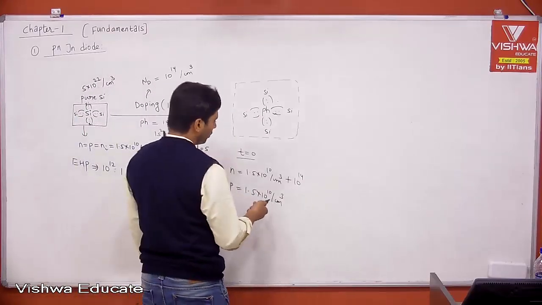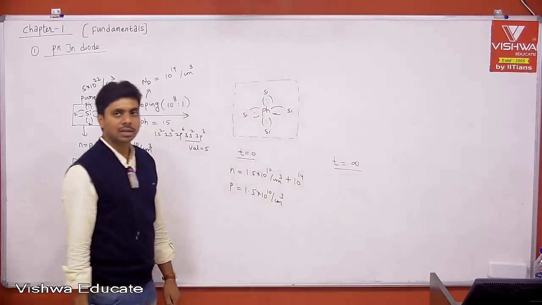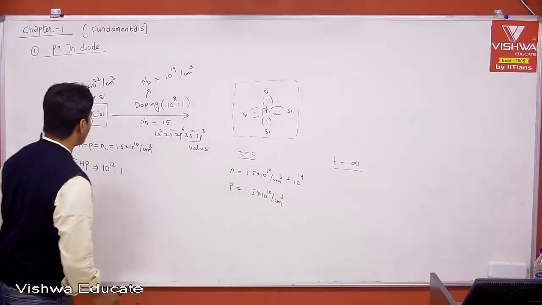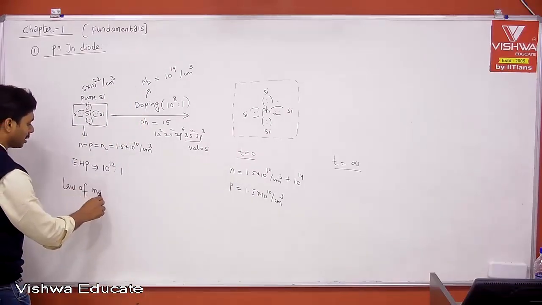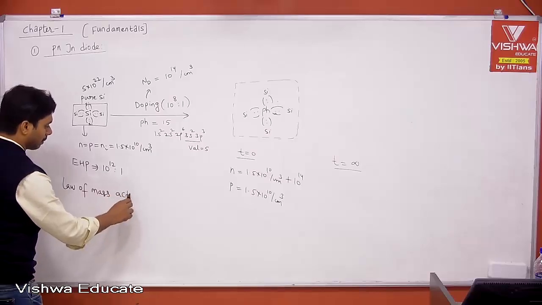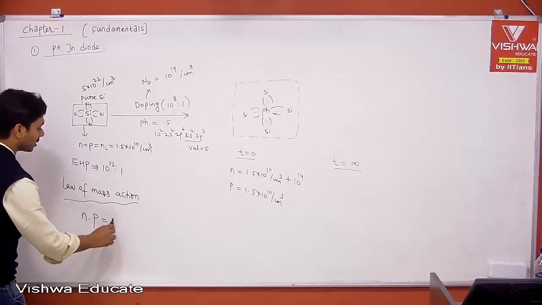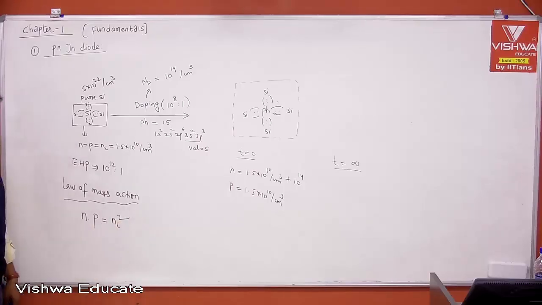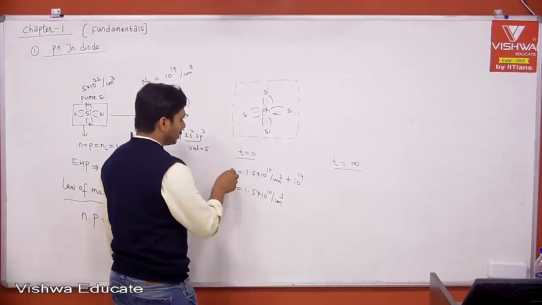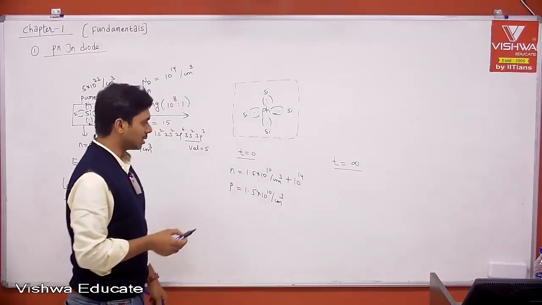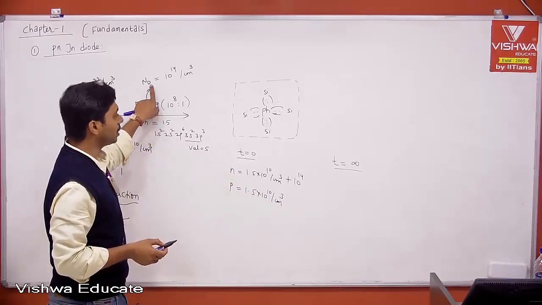Therefore, if you ask me at time t equal to infinity under steady state, you know what will happen? There is something called the law of mass action, where the product of electron and hole concentration is constant, and that is n into p is equal to ni square. Now similarly, if you take n here, it is increased. Why is the electron concentration increased? Because of doping and because of impurity atoms.